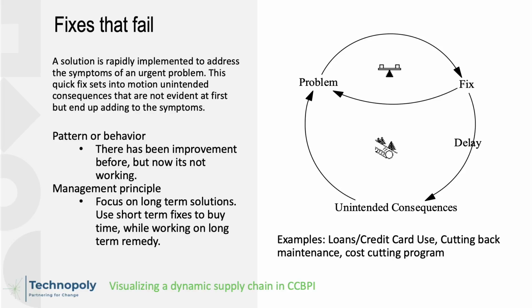In this fixes that fail archetype, what often happens is that you're able to pursue the right solution and address the right problem, but eventually there is an unintended consequence that you did not think about, and the problem eventually becomes worse. Common examples here would be situations where a certain department tries to fix the problem, but eventually it becomes a problem to the other department. So fixes that fail are typically those that create unintended consequences or reflect a non-systems view of the problem, thereby only eliminating the symptom, what's in front of them, but not what's ailing the entire organization.